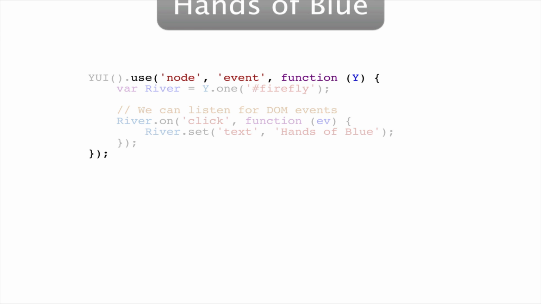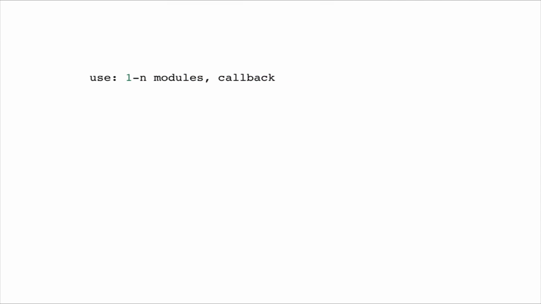The callback that we do is the use function. This is the first half of our presentation: what does the use function do? It takes in several parameters, and let's look at what those parameters are. The first set are the modules you want to load. In our case they were node and event, and then the very last parameter that you pass in is a callback function to execute once those modules are loaded.